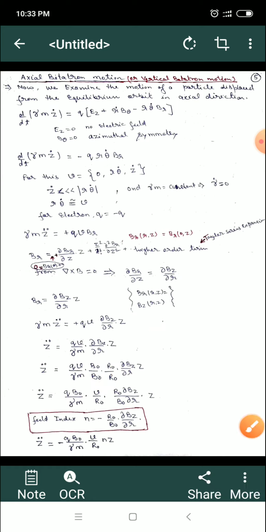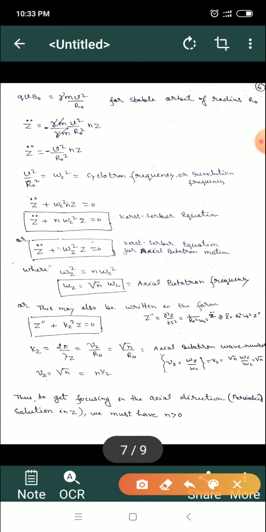So we'll define again the field index. The field index we have defined is r0 upon B0 del Bz upon del r. So we can write this third equation of motion, that becomes z double dot equal to minus q B0 upon gamma m v upon r0 n, where n is the field index, into z. So this is the third equation of motion.